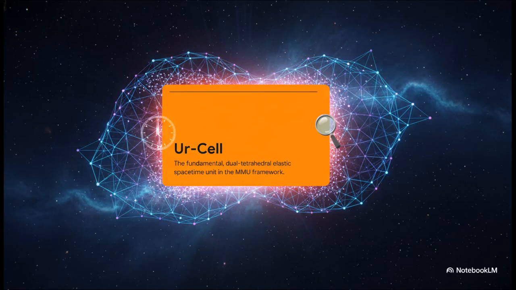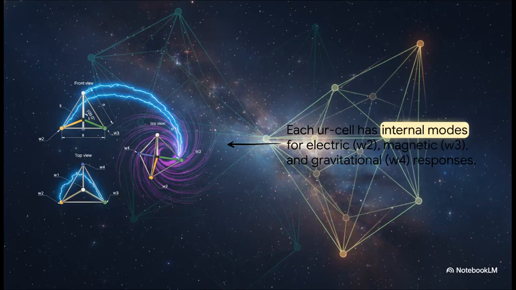It all boils down to this little thing, the Ur cell. The best way to think of it is as the fundamental pixel of reality. It's a dual-tetrahedral shape, basically a tetrahedron and its inverse, stuck together. And the whole idea here is that all of space-time, the entire universe, is built from these tiny elastic geometric units.